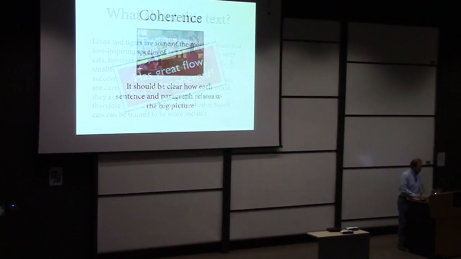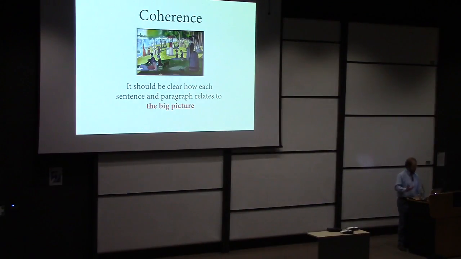So this brings me to my second key idea in lower level writing, which is coherence. It should be clear how each sentence and paragraph in your text relates to the bigger picture. How each sentence relates to the bigger picture of the paragraph, how each paragraph relates to the bigger picture of the section, etc. And so how can you make that happen, or how can you check for that?